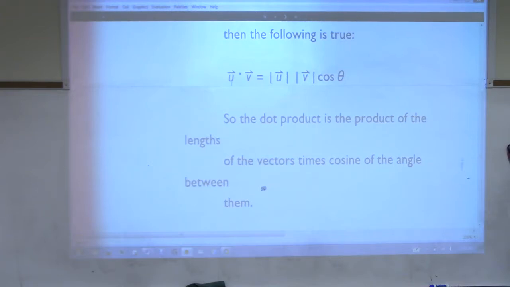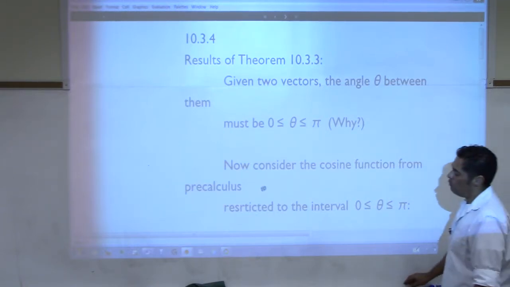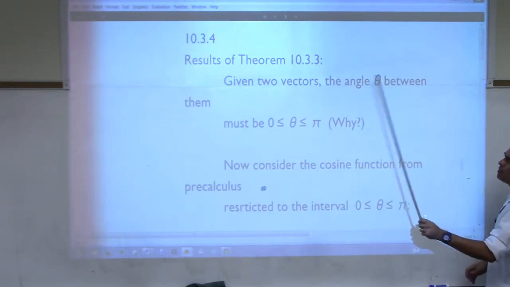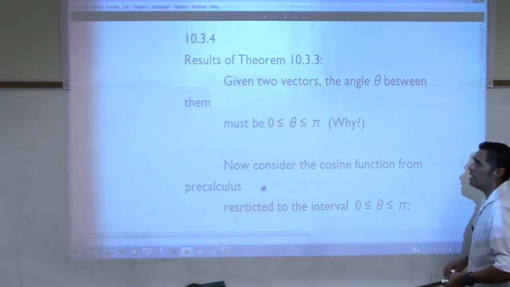Everyone got this formula? U dot v is equal to length of u times length of v cosine theta. I want us to talk about a few things. First, if somebody gives you two vectors, why must the angle between them be between 0 and pi?